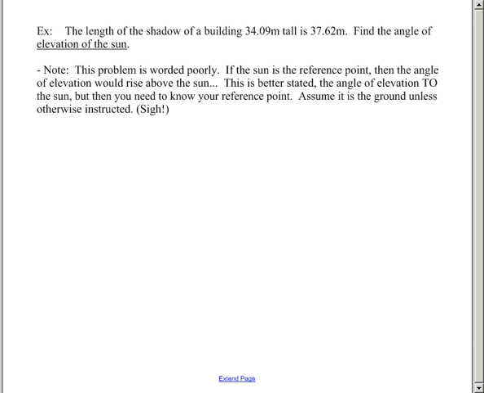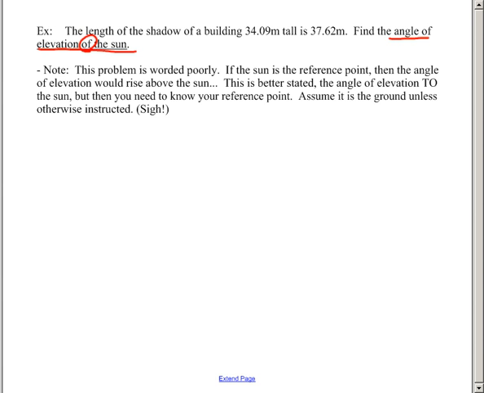The length of the shadow of a building, 34.09 meters tall, is 37.62 meters. Find the angle of elevation of the sun. Now, guys, I highlighted this for a reason. Angle of elevation of the sun.